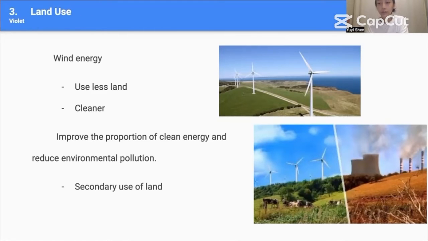Farmers earn additional income from generating electricity while they can continue their agricultural operations between wind turbines. It means wind farms are almost a secondary use of land. To sum up, wind can be considered as a better alternative to fossil fuels. Thank you.